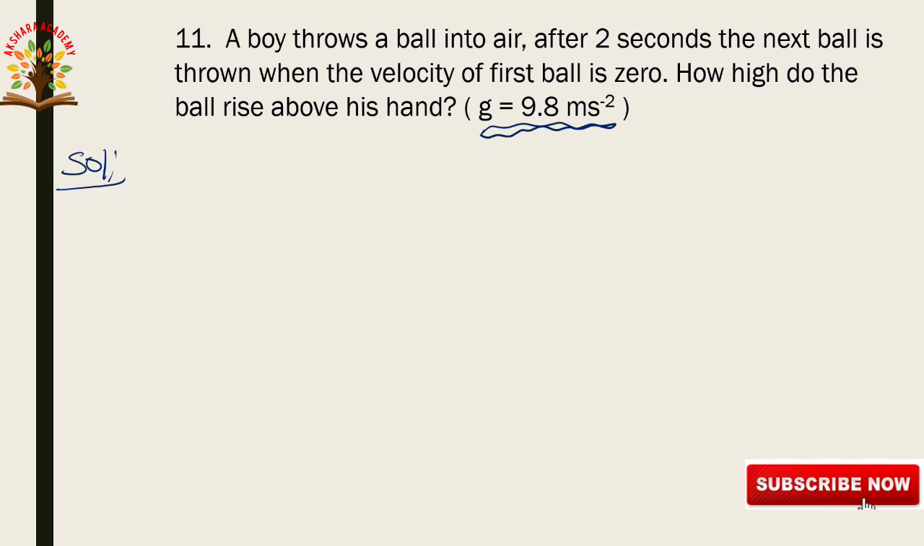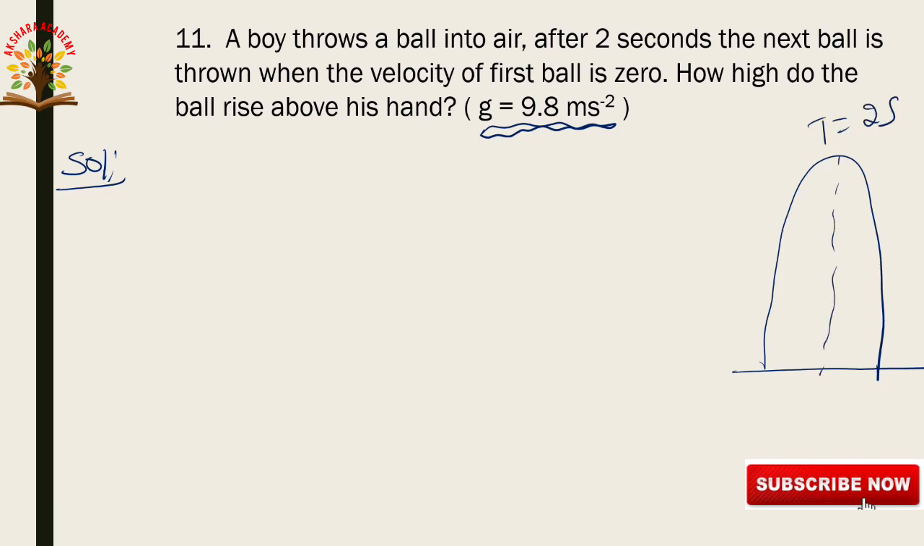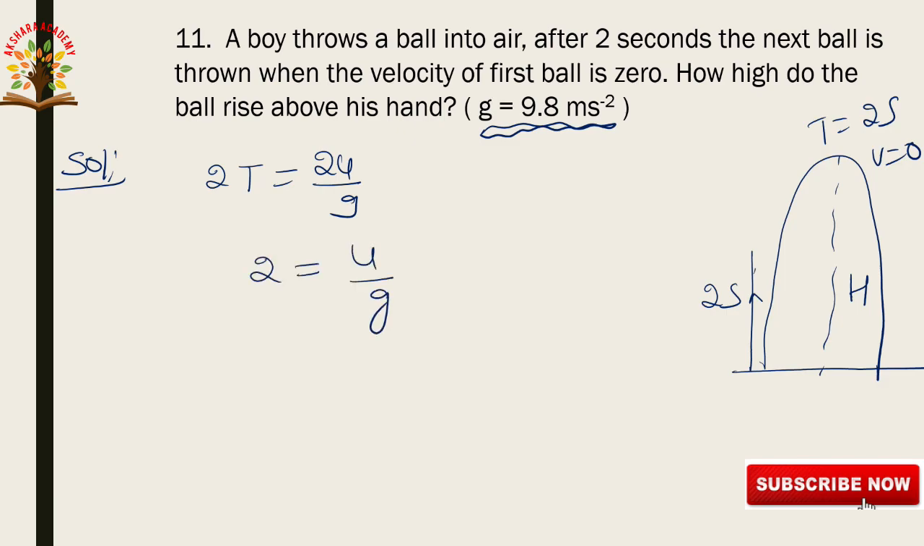Suppose a boy throws a ball into the air. Total time is equal to 2 seconds. V is equal to 0, and this is complete after 2 seconds. This gives the maximum height. Total time 2t is equal to 2u by g. So t is equal to u by g, where t they have given us as 2 seconds.